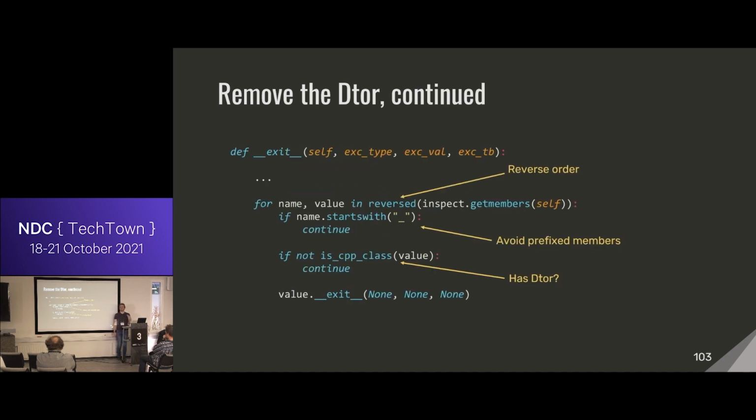So we add something else to the exit method we defined before. We go through all the members of the class. We check whether they start with underscore. If they do, they're the private members. We don't want to touch those because then we destruct them twice. We check whether the value currently stored in the member variable is a CPP class. If it is not, it does not have a destructor, we will have nothing to call. And if it is, we call the exit method, we call the destructor, and carry on. So essentially, we just automatically call all the destructors of all the members once we finished calling our destructor.